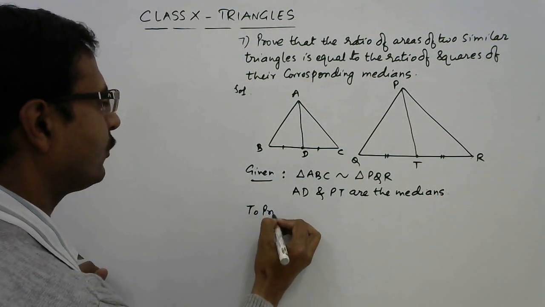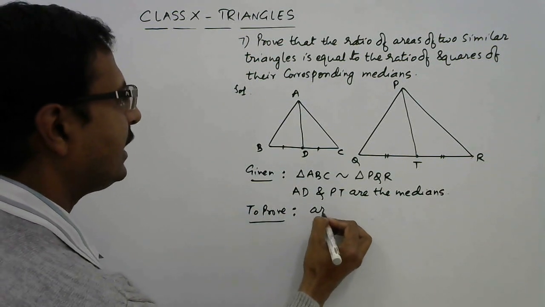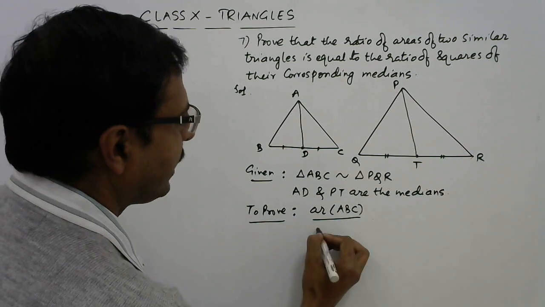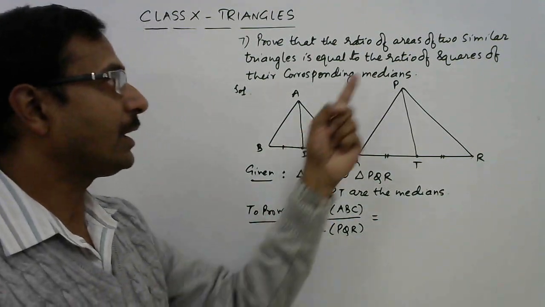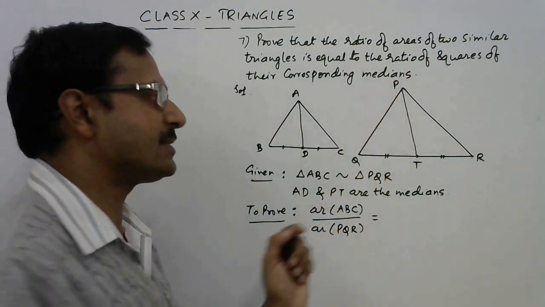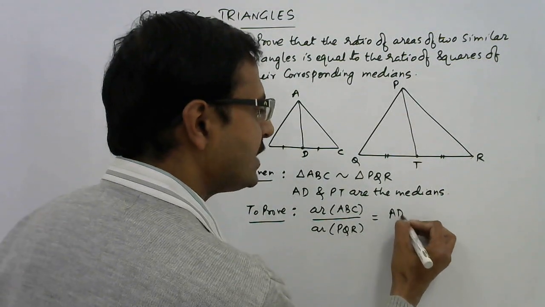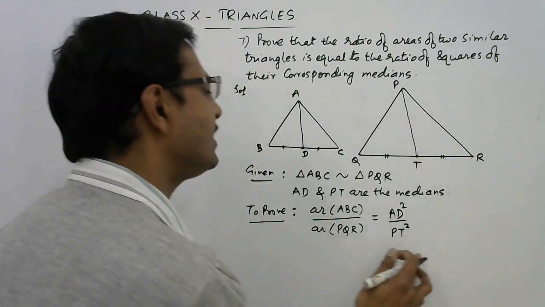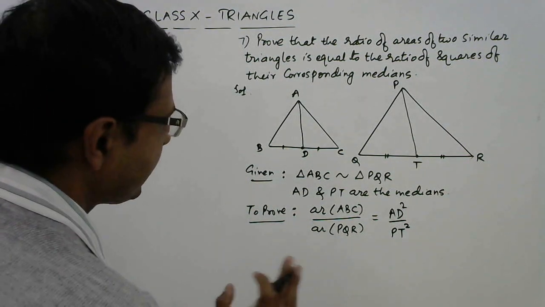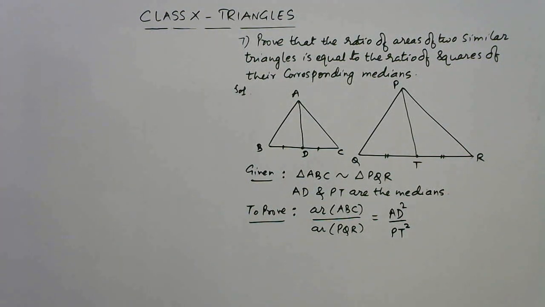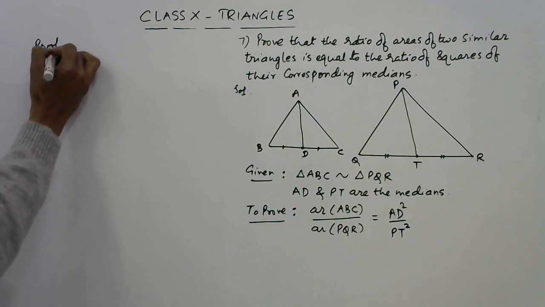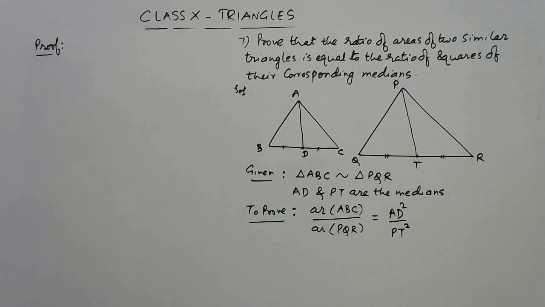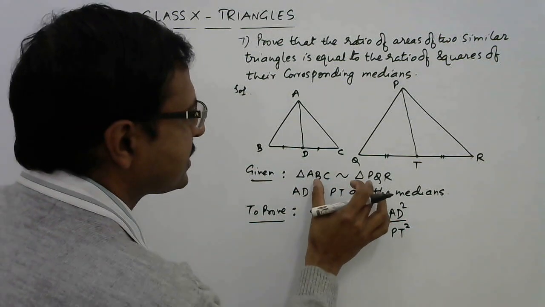So what is the result to be proved? If you remember the theorem, area of the triangle ABC and area of the triangle PQR, their ratio has to be proved equal to ratio of squares of their corresponding medians. The medians are AD and PT. So AD square upon PT square, they are the corresponding medians. Now we need to prove this result. For this, there is no construction to be done here. We can straight away proceed with the proof of this theorem. It may be called a theorem also because the proof resembles the proof of the theorem which we have done earlier in this video. Now we will start with the result which is given here.